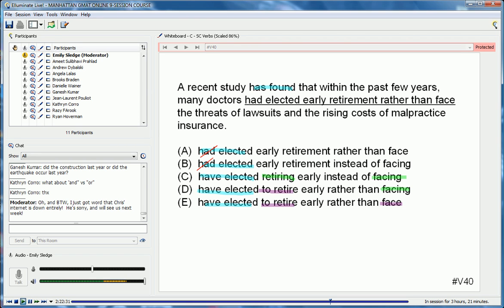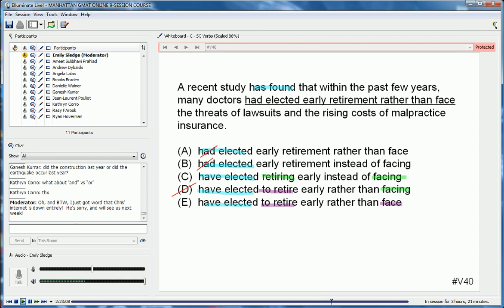Yeah, I really like that on this later split you noticed that there's a need for parallelism. This split between instead of or rather than, people ask about this a lot. I've heard rules about when you should use which phrase, but I've never seen them actually be necessary. In fact, the official guide doesn't even mention this split, except to say that both phrases require parallelism between the two things. So you can get rid of D because there's a mismatch between to retire and facing.